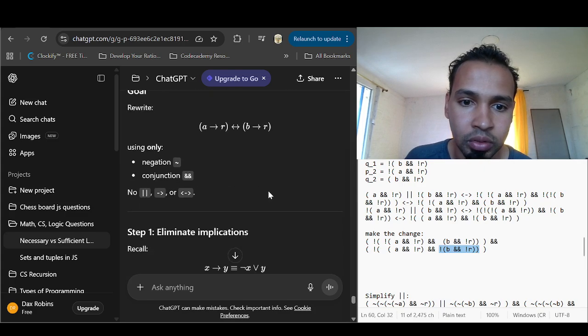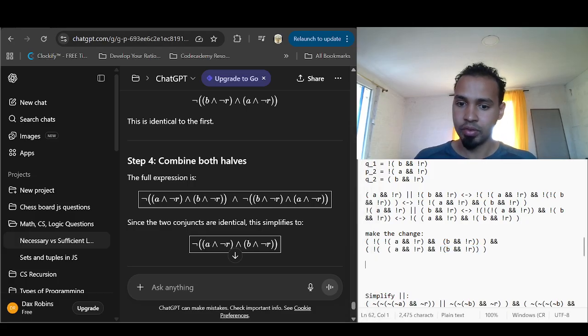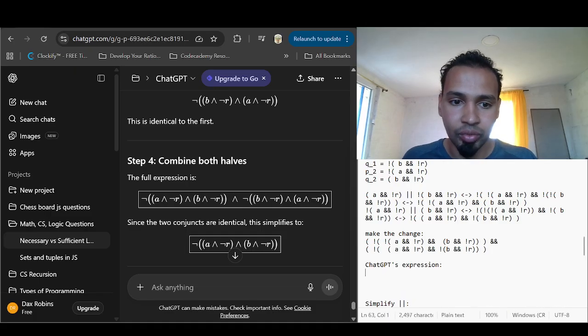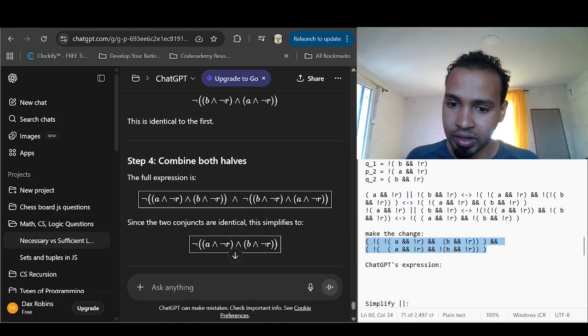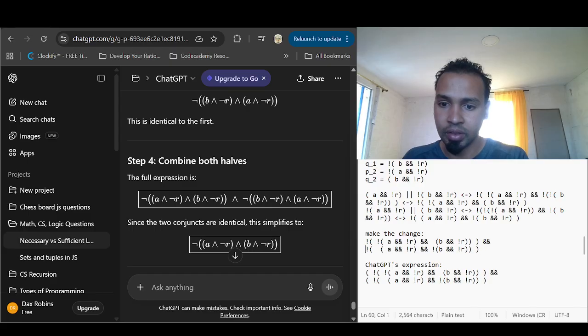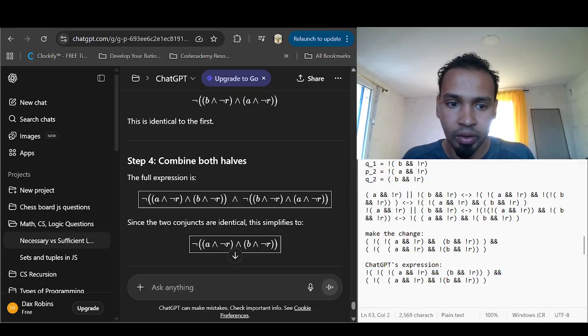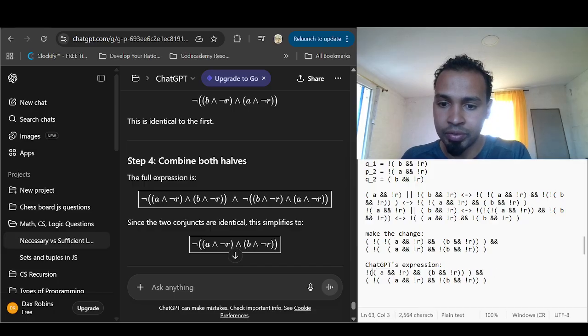Now, according to ChatGPT, what they have is this expression here. So I can write ChatGPT's expression out. It's similar, but it's not the same. They have not. I guess I can get rid of these parentheses here. No, I want to keep those. So what they have, which is fundamentally different than what we have, they have a not on the outside here, but then they get rid of these.